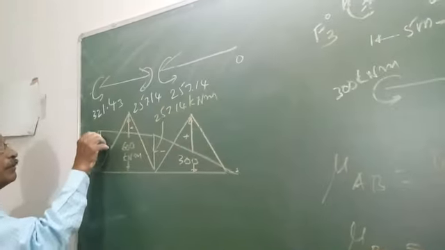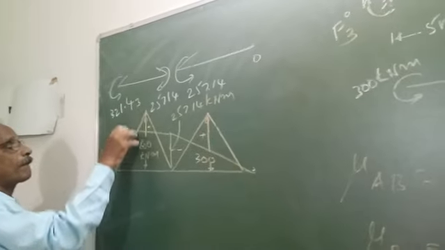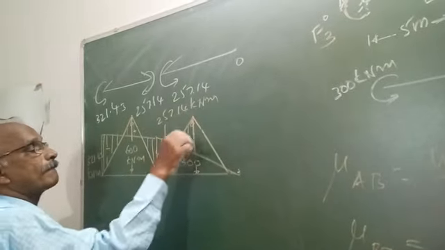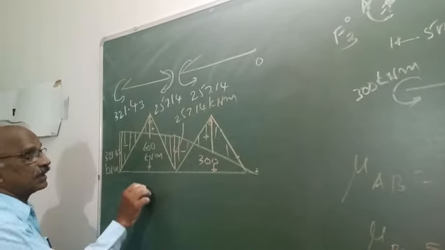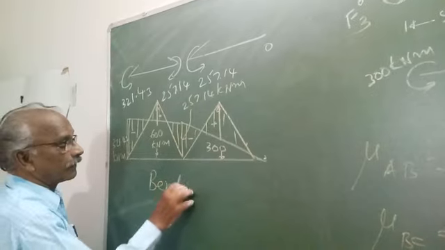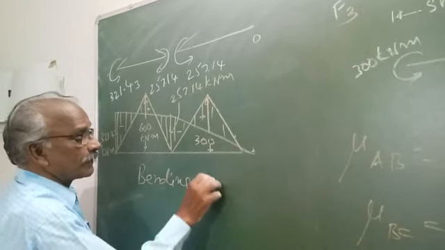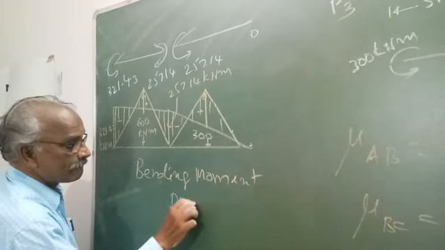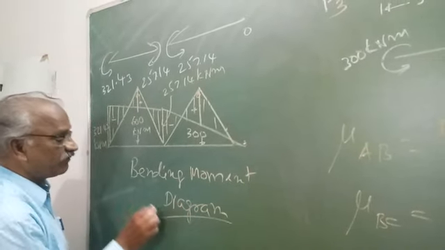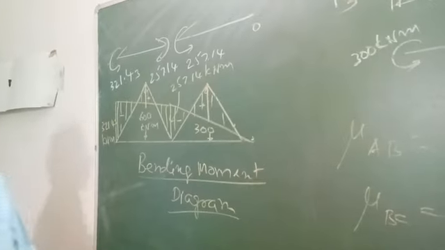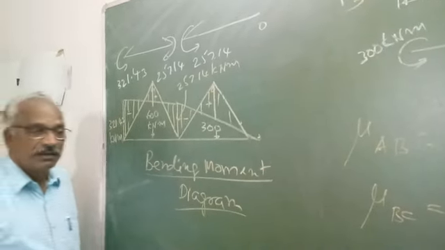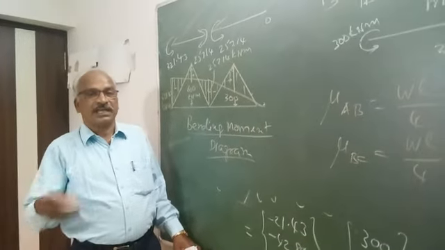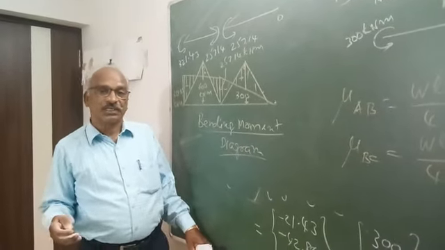Now this is minus, this is plus, this is minus, this is plus. This is the net bending moment diagram. This is the final bending moment diagram. So this completes one full example on a continuous beam by the matrix flexibility method. We will take other examples in the next class. Thank you all.